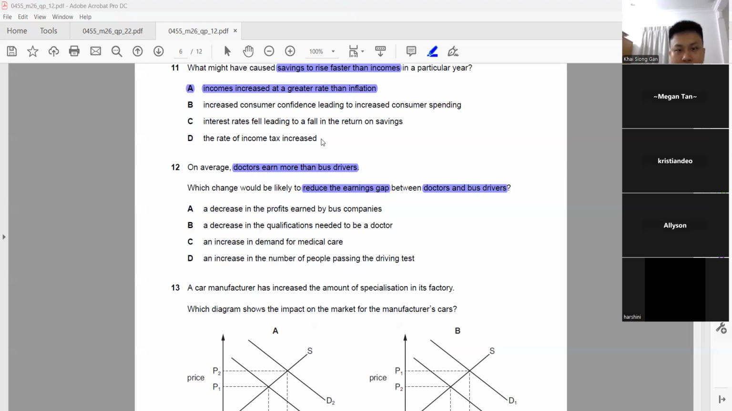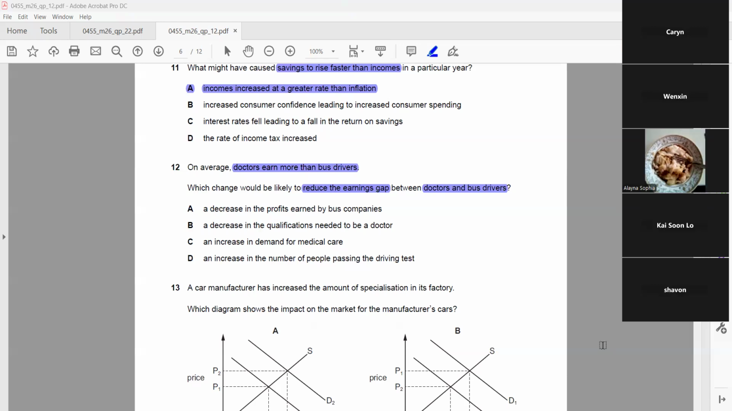Very good. So we want to reduce the gap, as in doctors earn less, bus drivers earn more. You want to find the one where doctors earn less, but bus drivers earn more. So Karen, what is your answer for this one?